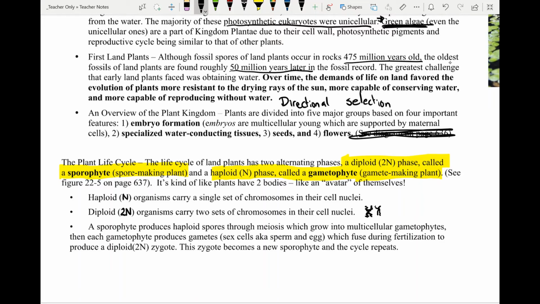Whereas with haploid, we would have only one set, only one half. We don't have them in pairs, we have single ones. We see this in animals in their gametes. So when I say gametes, I'm referring to sperm and egg cells.